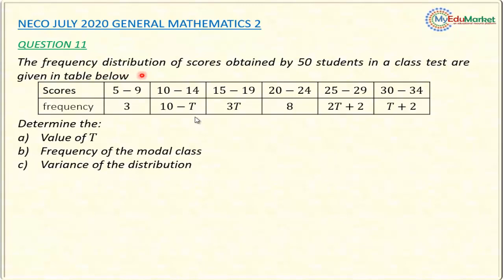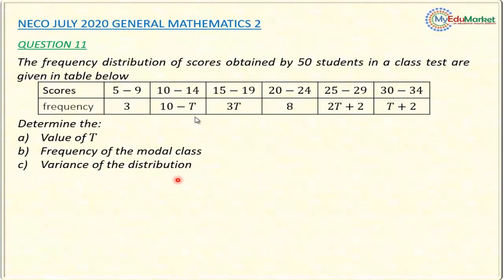The question says the frequency distribution of scores obtained by 50 students in a test is given in the table below. So these are the scores: 5 to 9, 10 to 14, 15 to 19, 20 to 24 and so on, and these are the respective frequencies. So 5 to 9 is 3 students, 10 to 14 is 10 minus t students, 15 to 19 is 3t students and so on. The question asks us to determine: A, the value of t; B, the frequency of the modal class; and C, the variance of the distribution.